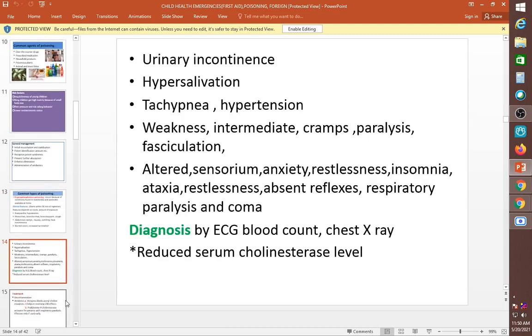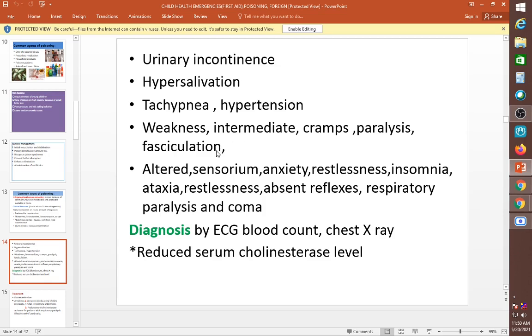Next, what else happens then? Urinary incontinence, hypersalivation, tachypnea, hypertension, weakness, intestinal cramps. Intestinal cramps generally will occur in the abdomen. And then paralysis, fasciculation, and what is fasciculation?